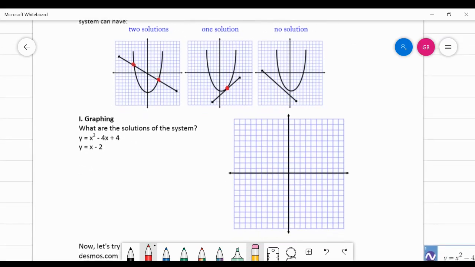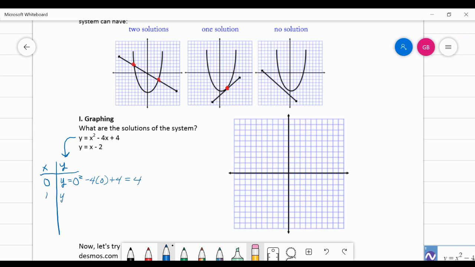Another way to solve these types of systems is by graphing them. So here we have y equals x squared minus 4x plus 4. If you do it by hand, then you have to actually create a table of values. So for the first equation, we're going to run a few values of x and y. Let's go ahead and start with 0. If x is 0, then y is 4. Everything cancels except the 4.